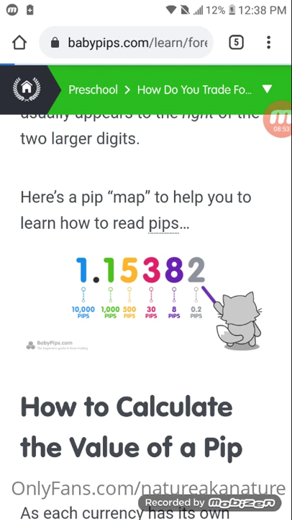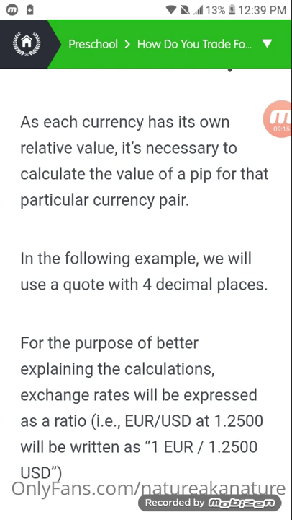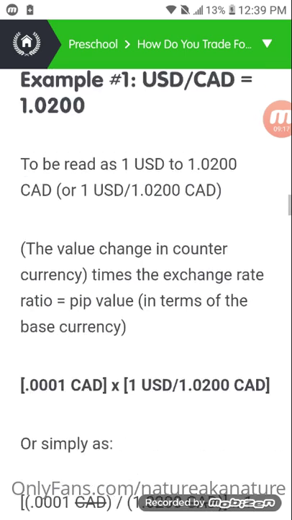Just know that the first digit is 10,000. Then the second decimal after that will be 1,000. Then 500. Then 30. Then we have 8, and then 0.2. So that's how you read the pips. If you ever got confused, now you know. We'll explain some more examples of that real fast.